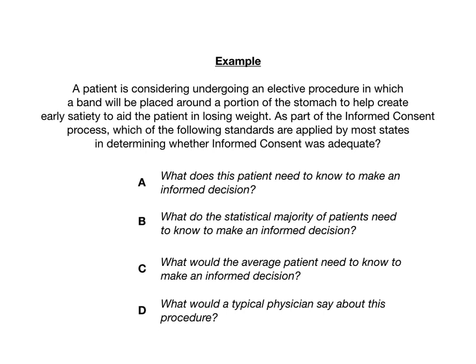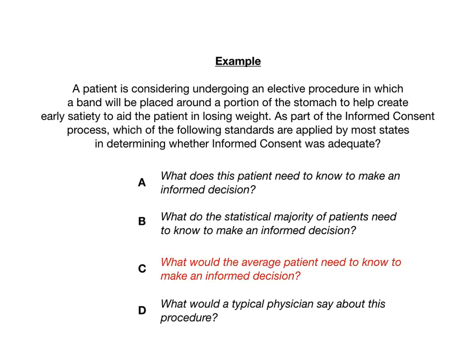So A, what does the patient need to know to make an informed decision? B, what do the statistical majority of patients need to know to make an informed decision? C, what would the average patient need to know to make an informed decision? Or D, what would the typical physician say about this procedure? So which one of those standards is the standard by which most of the states in the United States make sure that informed consent is adequate?